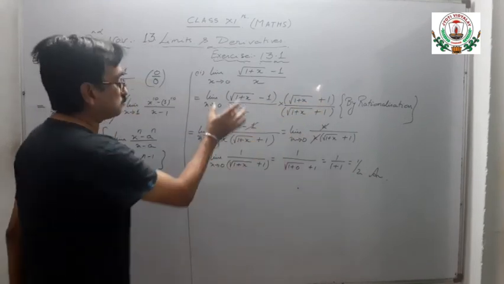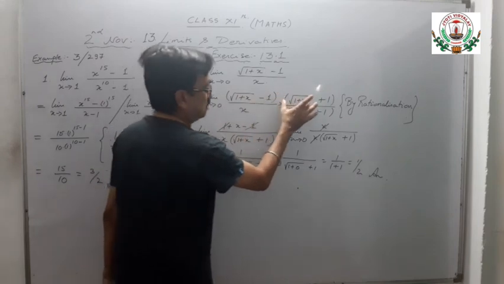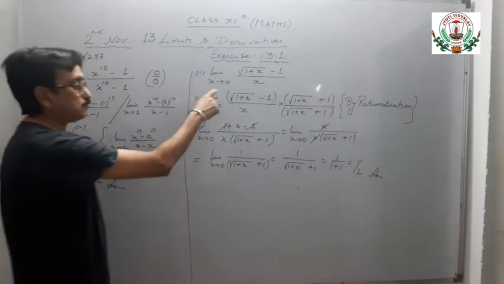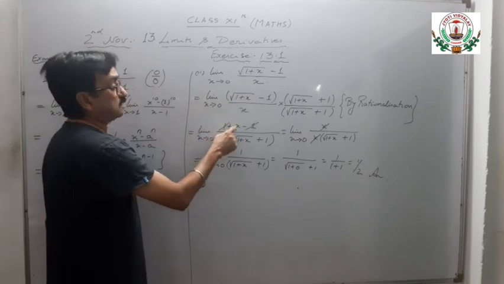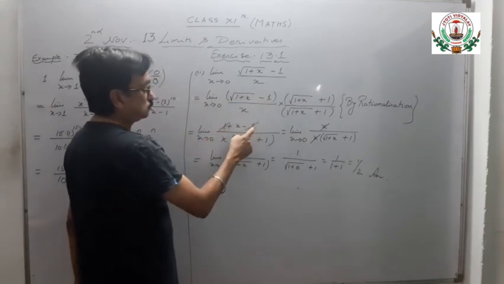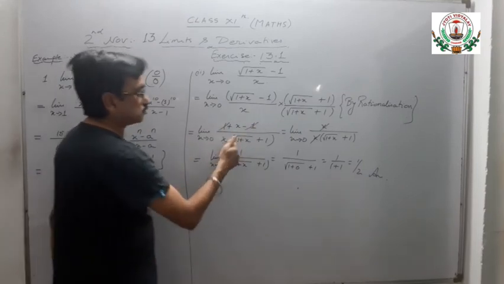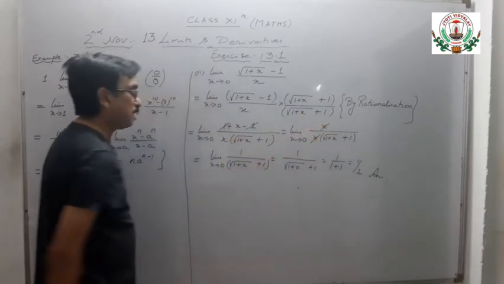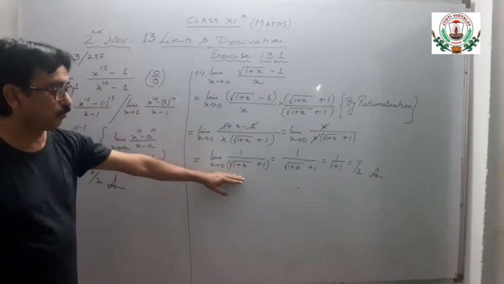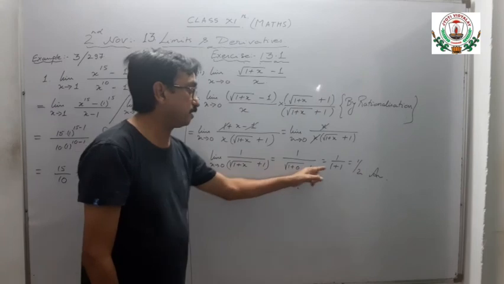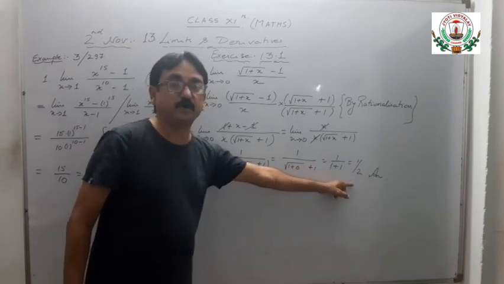So it becomes in the form of a minus b, a plus b, so a square minus b square. So square of under root 1 plus x will be 1 plus x and square of 1 will be 1. So 1 plus x minus 1, and plus 1 cancel out. In the next step, x can also be cancelled out, and after getting in the simplest form, we can substitute the value x as 0 and we get the final answer as 1 by 2.